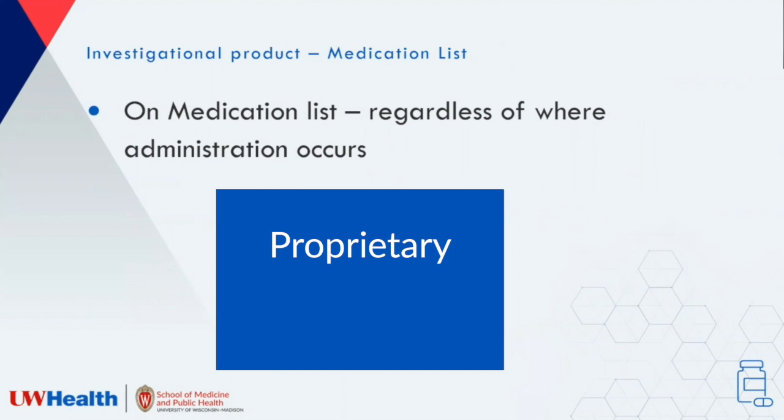Next, we'll get into investigational products and the medication list. So again, another piece of required documentation. All patients in the electronic record have a medication list of the meds that they're reporting that they're taking at home, as well as anything that was prescribed by providers within the UW Health system, et cetera. And then if there's an investigational product that's part of the study, the research team should make sure that that gets added to the medication list. And that is regardless of where that administration occurs. And this is just showing a screenshot about how that would be done.